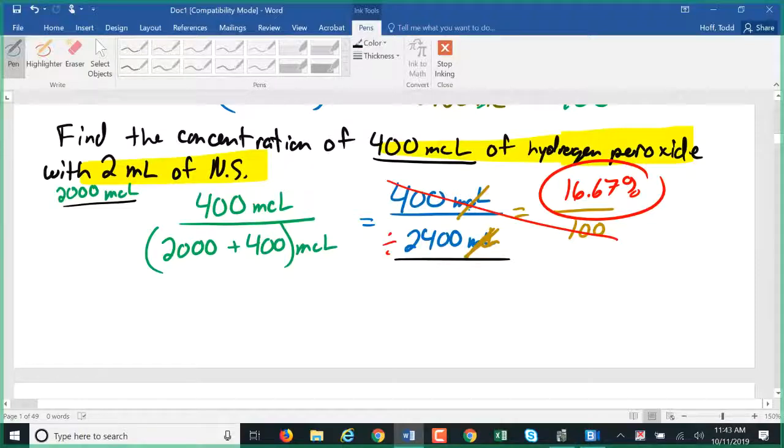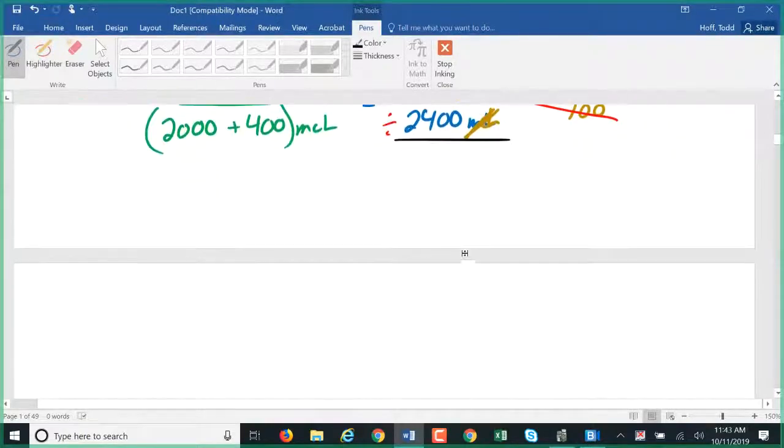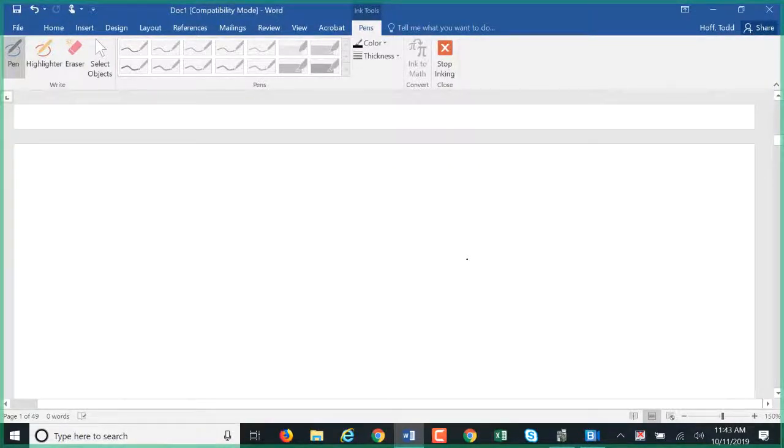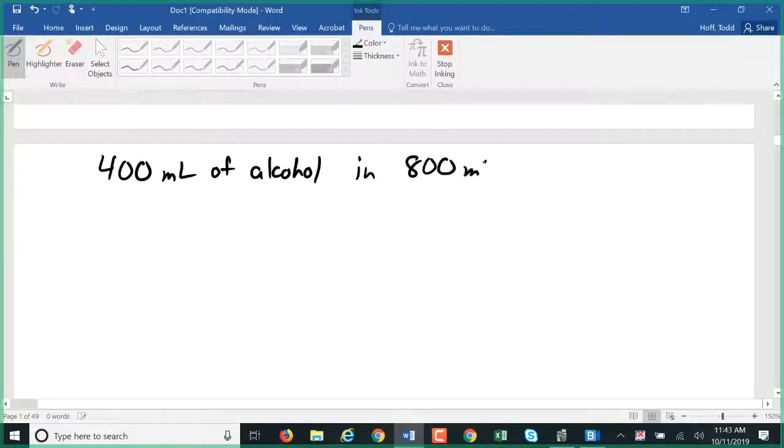Not all substances are that way. We do have what's called liquid solutions. If I put rubbing alcohol in water, the volumes do not add. If I put 400 milliliters of isopropyl alcohol in 800 milliliters of water, saline solution, I will not get 1,200 milliliters of total solution.